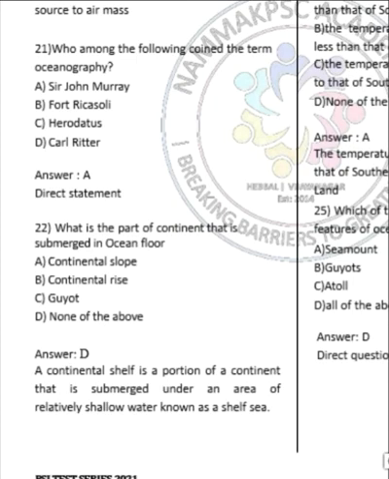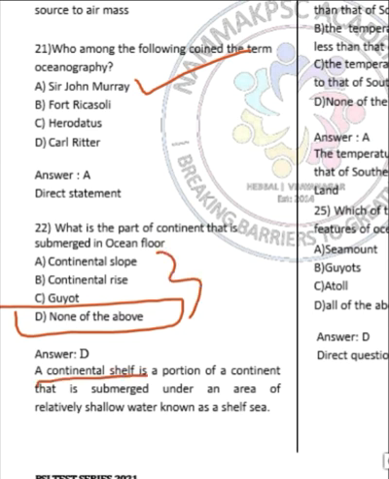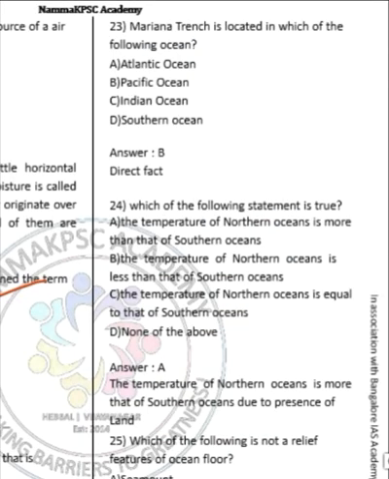Question number 21, it is asking who among the following coined the term oceanography. The correct answer is option A, Sir John Murray, a straightforward fact. Question number 22, it is asking what is the part of continent that is submerged in ocean called. The correct answer here is option D, none of the above. For the given definition, the correct answer must be continental shelf, which is not mentioned in any of the options. So it is none of the above. Question number 23, it is asking Mariana Trench is located in which of the following oceans?